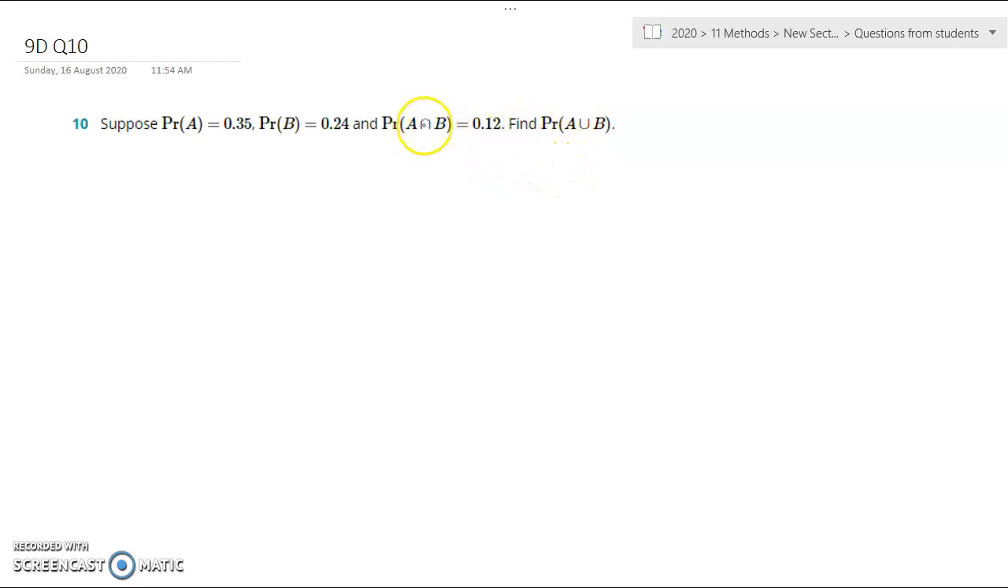All right, if you're having trouble remembering between intersection and union, just remember that union has the U, and then intersection is just the other one.